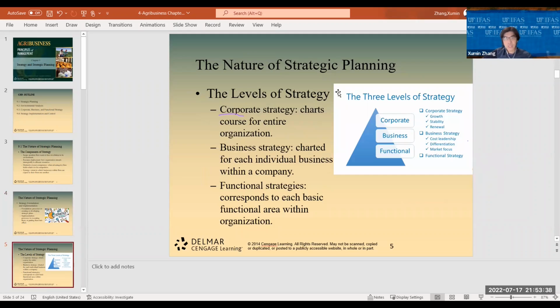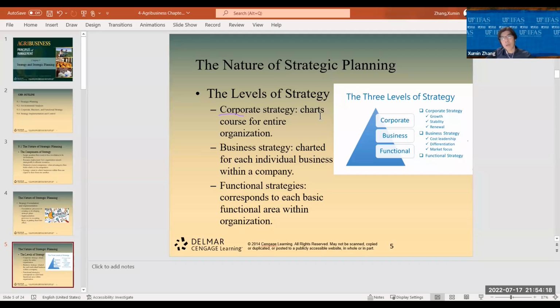In the next section, we will talk about different levels of strategy. It is a big company. We will have corporate level or corporate strategy, so this is for the whole organization. The business strategy is for the business unit. We have introduced the strategic business unit. It has its own strategy.